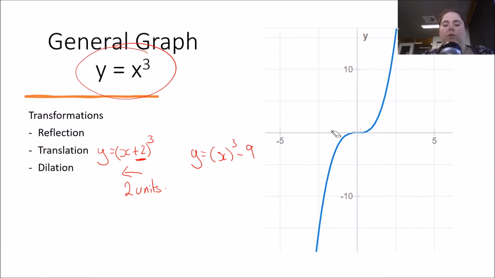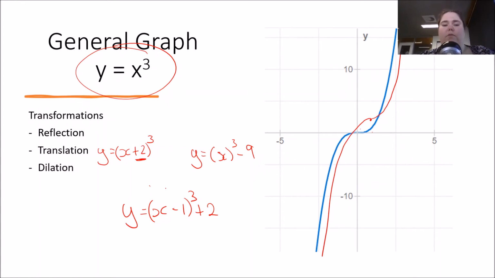So then, let's look at one transformation where we've done everything. So y equals x minus 1 cubed plus 2. So that tells me I've moved 1 unit to the right, 2 units up, so I'm about here. And that's my new graph. So because of that, we can graph point of inflection graphs really easily.